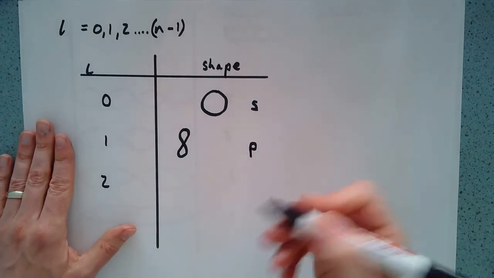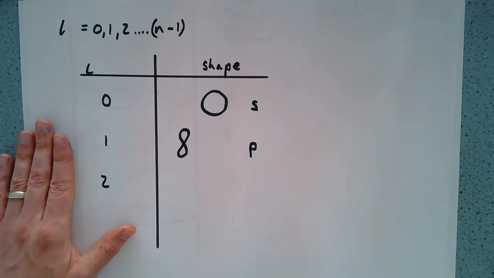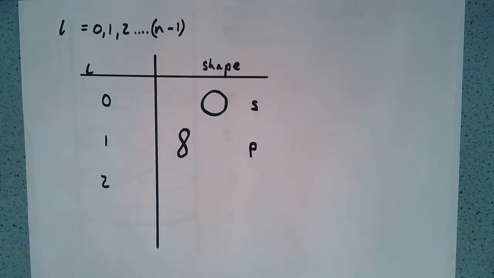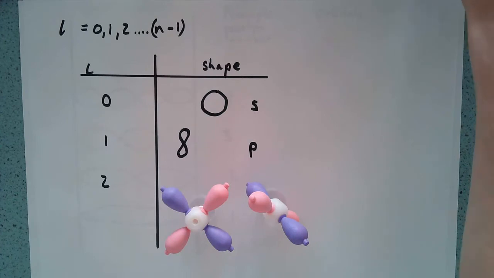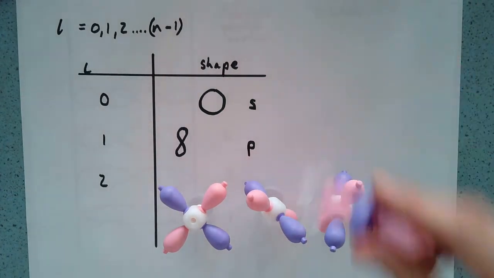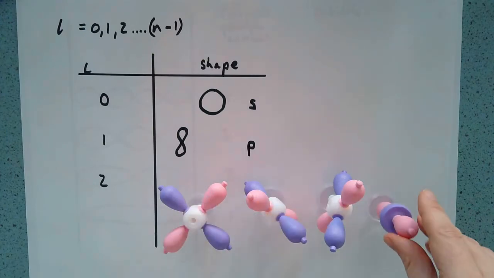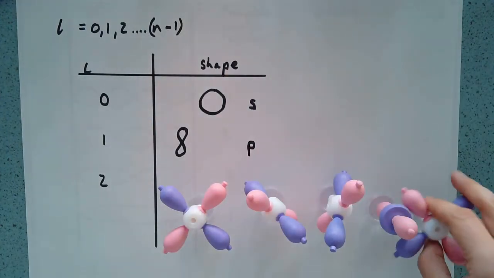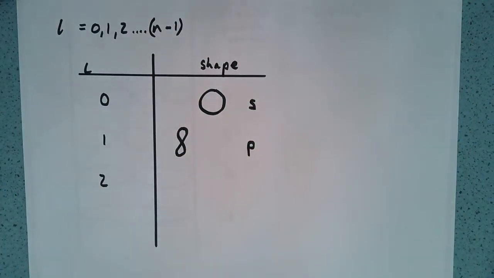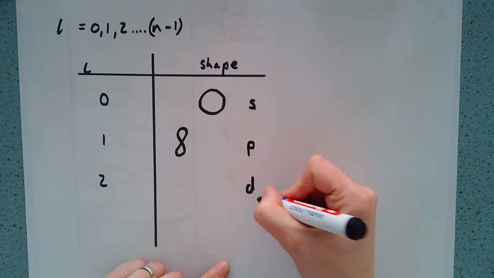And then as we go down, we add more. The next one has a slightly complicated shape to draw, and I tried to draw them earlier and I couldn't. So I've got some models instead. We have this sort of shape as our D. That one in particular is quite weird. And so we have various different shapes that could be. But we don't need to be able to draw those for A-level.